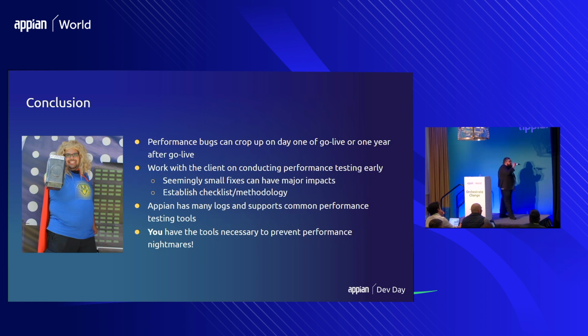And just summarize that performance bugs can crop up on day one of go live or 1 year after go live. And it's important to work with the client on proactively conducting performance testing early and often. And to repeat that point again, seemingly small fixes can have major impacts. Appian itself has many logs to help you in your investigation. And I was just talking about earlier, tools such as JMeter, Appian has ways of supporting that kind of testing as well.